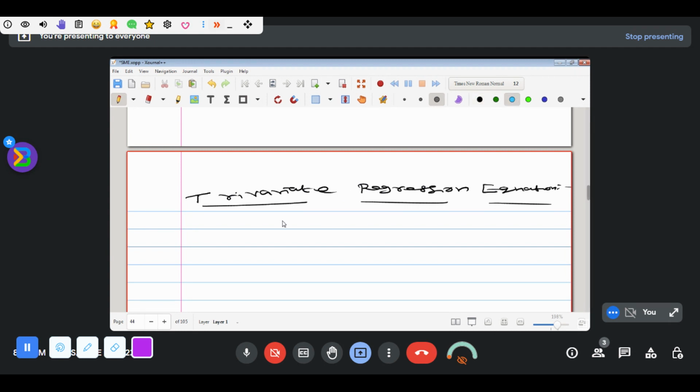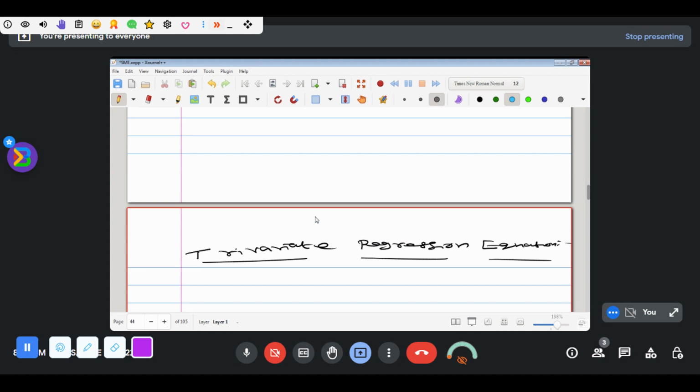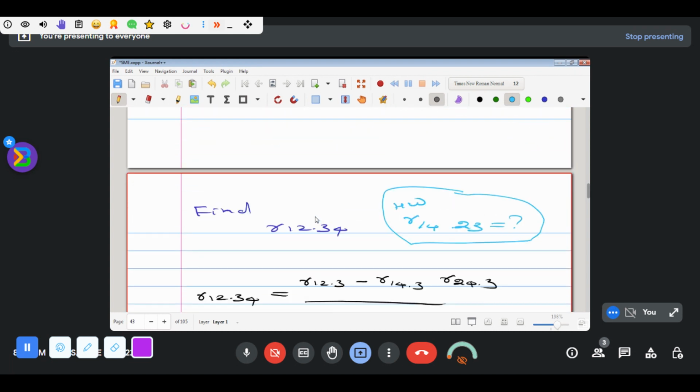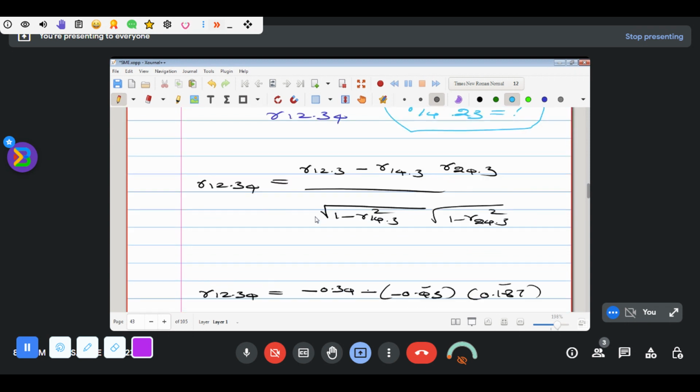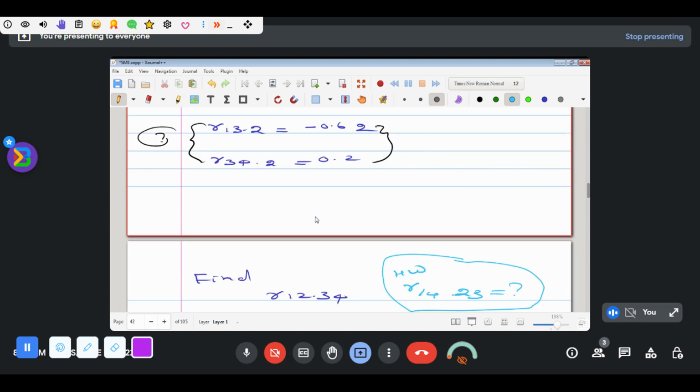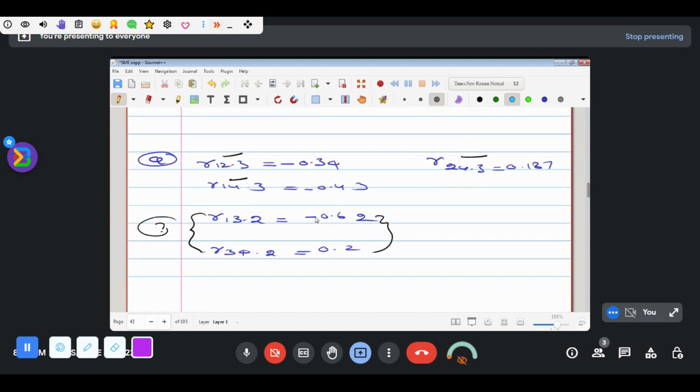Yes, the previous one, R14.23, is homework. The formula is already given, just apply this formula using the same values. Okay, fine.